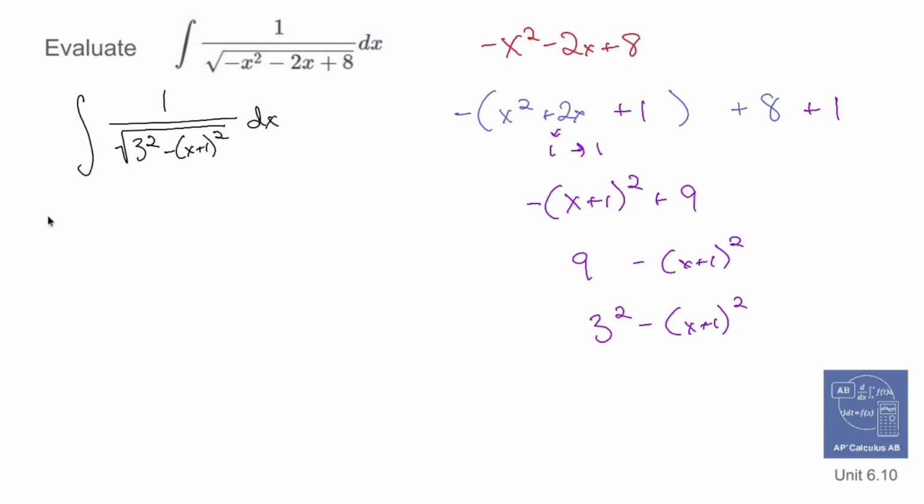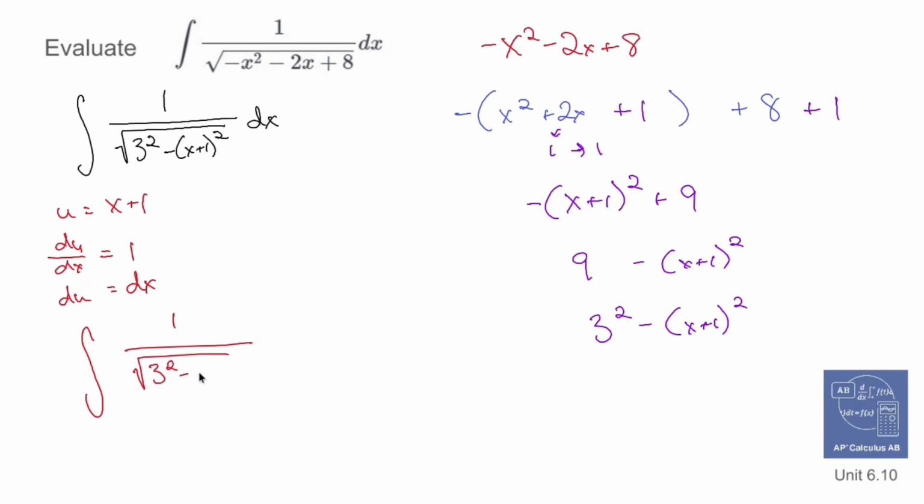Using u substitution, I will let u equal x plus 1, so du dx is going to equal 1, and du is going to equal dx. So now I have the integral of 1 over the square root of 3 squared minus u squared du.